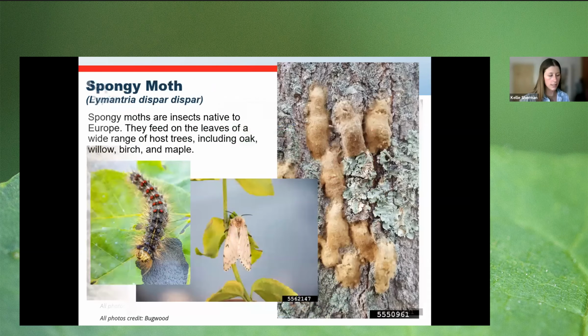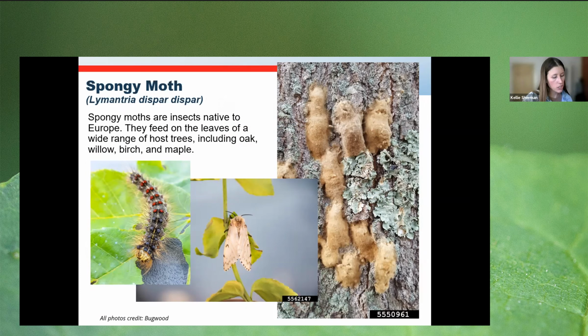Okay, I think we're on our second to last. So Spongy Moth. Again, if you're in Ontario, you're probably very familiar with Spongy Moth. I have one pretty significant fact on its damage in 2021. But we also have a fact sheet on this on our website if you're curious.